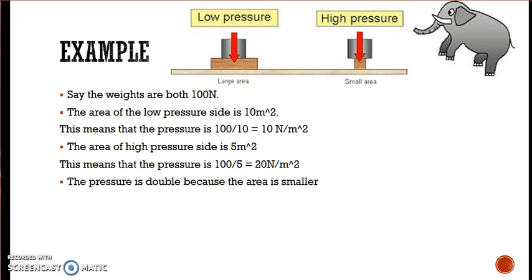As you can see, there are weights, there's the low pressure side, and there's a high pressure side. And there's an elephant there. I don't know, I was just too lazy to crop him out, so he's just there.